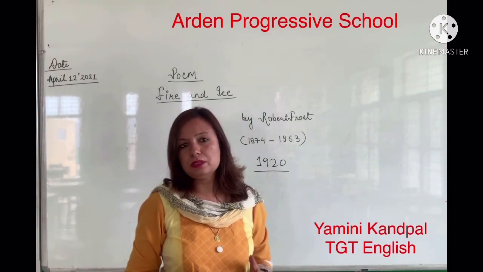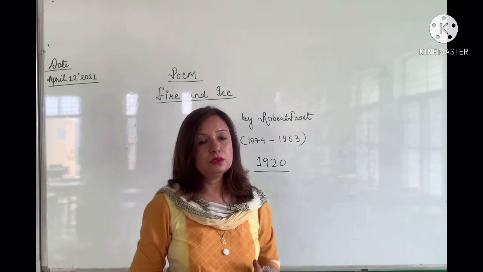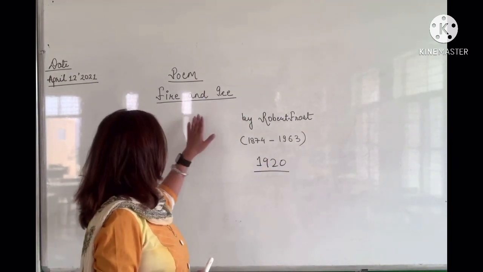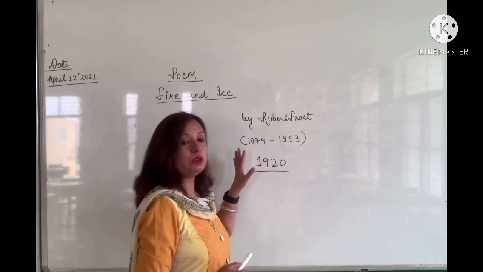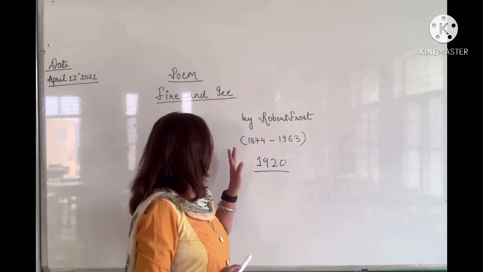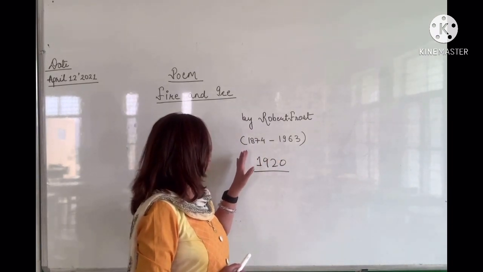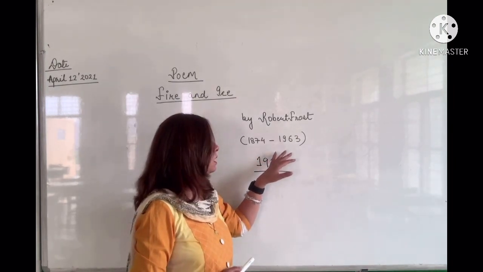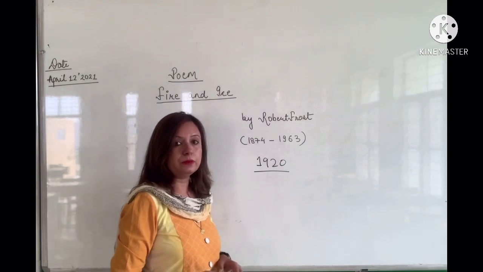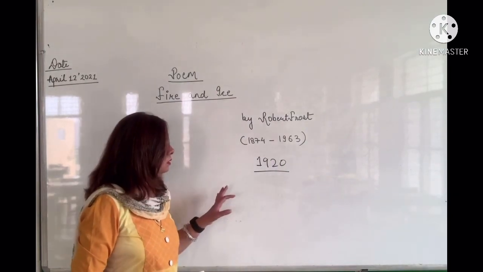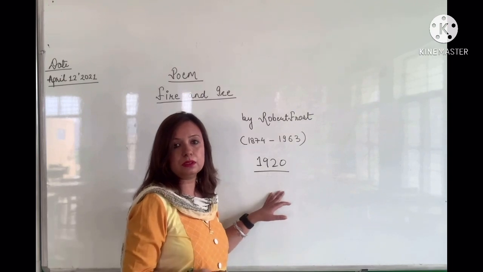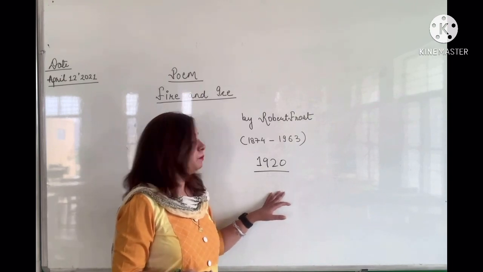Progressive School. Students, in my today's video, I'll explain to you the second poem from First Flight, that is Fire and Ice, written by Robert Frost. He was an American poet. He was born in 1874 in San Francisco, California, and he died in 1963 in Boston. This poem was written and published in 1920, shortly after World War I.